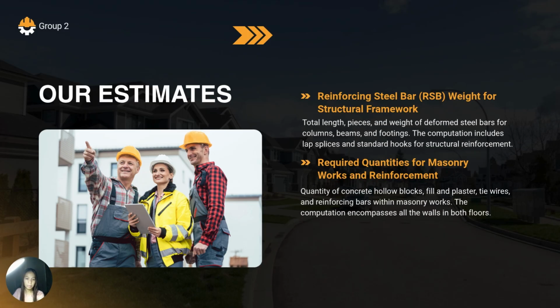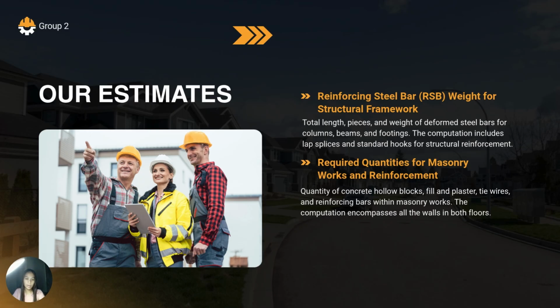Another major part of our estimates is the reinforcing steel bar, or RSB, weight for the structural framework. This includes the total length, number of pieces, and weight of the formed steels before use for columns, beams, and footings. The computation also considers slab splices and standard hooks needed for proper structural reinforcement and compliance with the design standards.